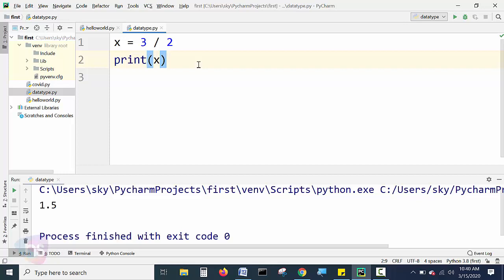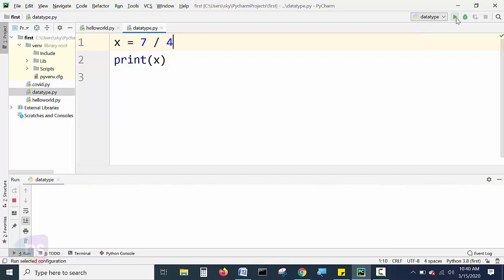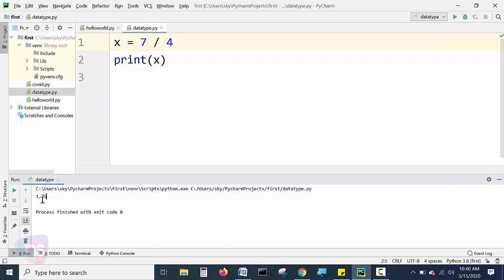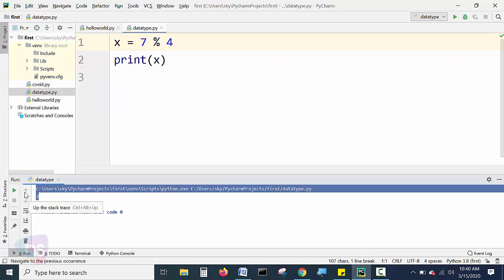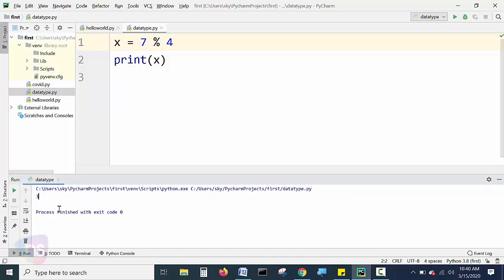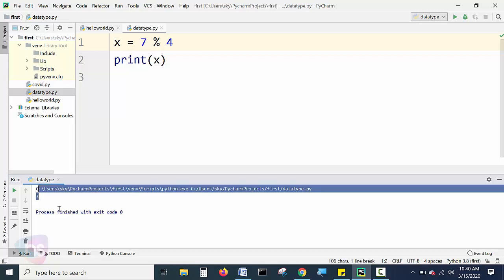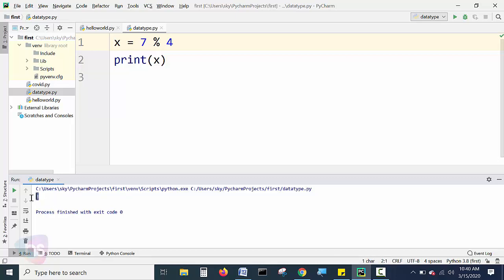Now let's see the modulo operation. 7 divided by 4 gives the result 1.75. And 7 modulo 4, we will see what the remainder value is. It displays here: 3 is the remainder, as we know for 7 modulo 4. See, the result says 3.